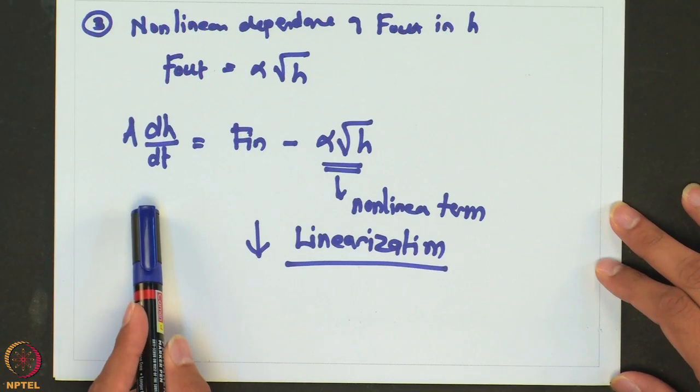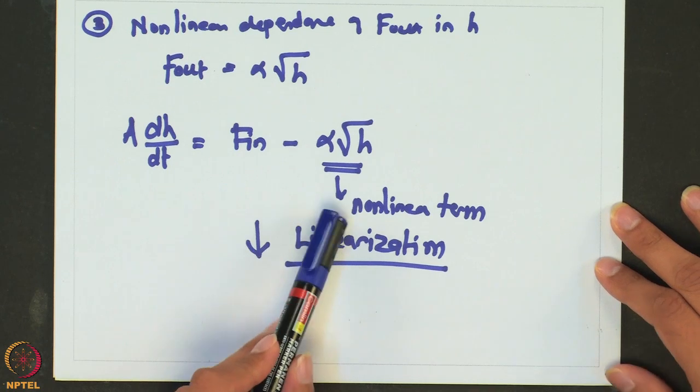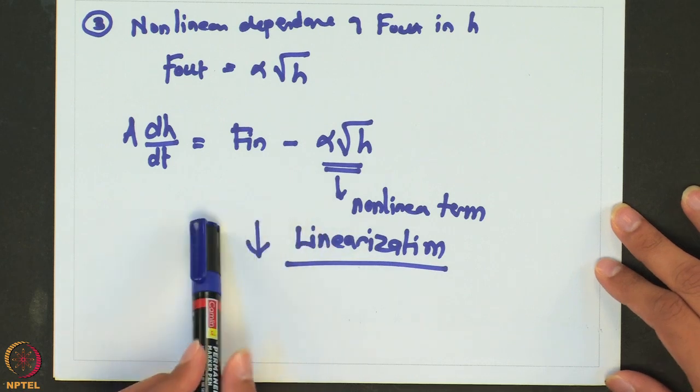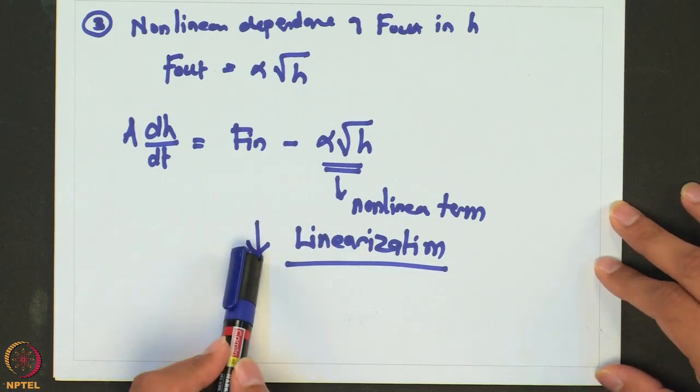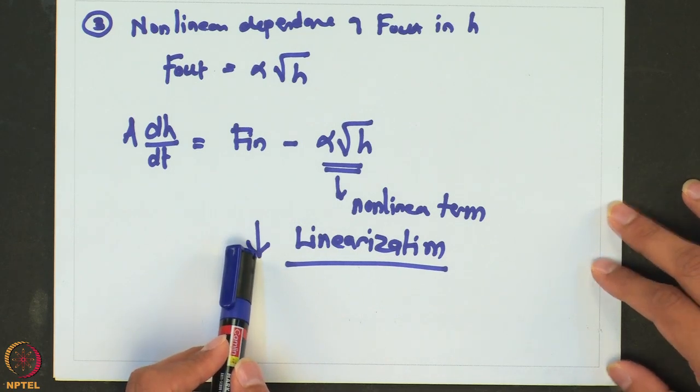Welcome back. Before the break, we were working on the liquid surge tank, where we were considering that there is a valve at the outlet, and a case when the flow through that valve is proportional to the square root of the height. The equation we got for this system is A dh/dt = Fin - alpha root h. The last term, root h, is a nonlinear term, and we cannot proceed further with Laplace transform for this system because it is nonlinear. So the first thing we have to do is linearize this system.